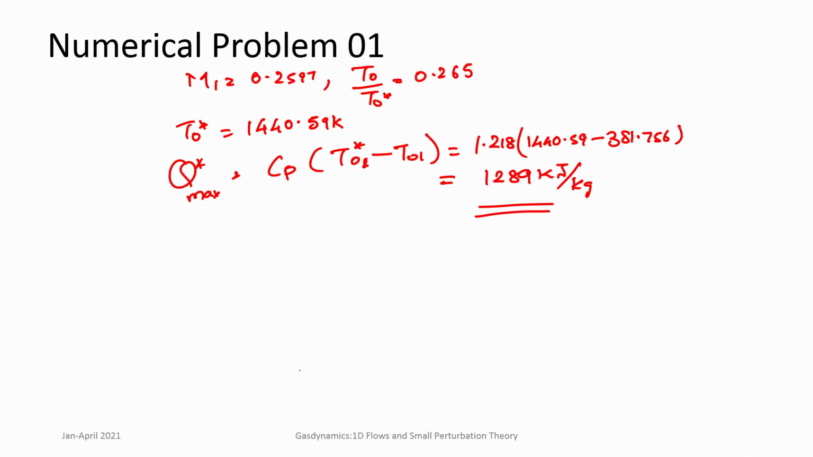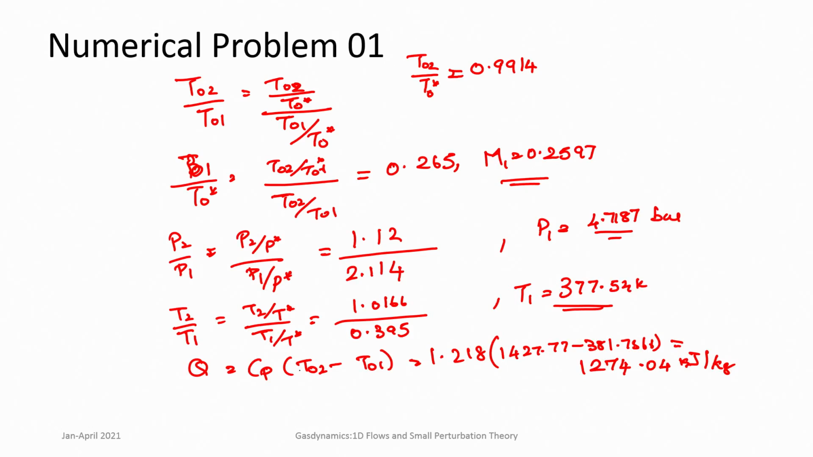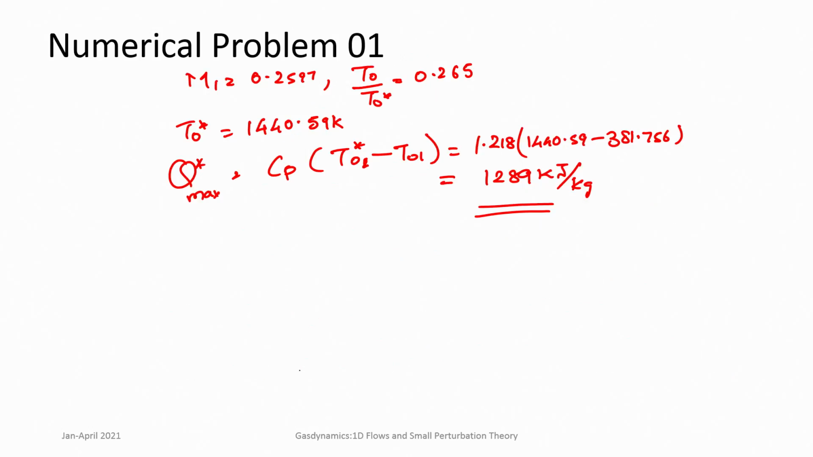we should expect that this value will be very close to the Q that was added in the previous case, and they are quite close, 1274 and 1289. So, this is a direct problem in Rayleigh flow.